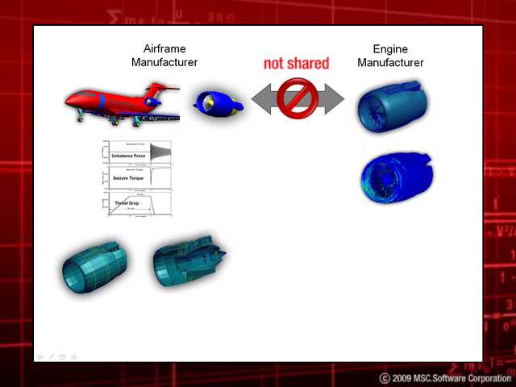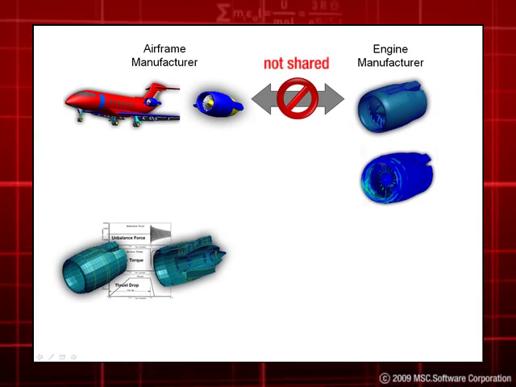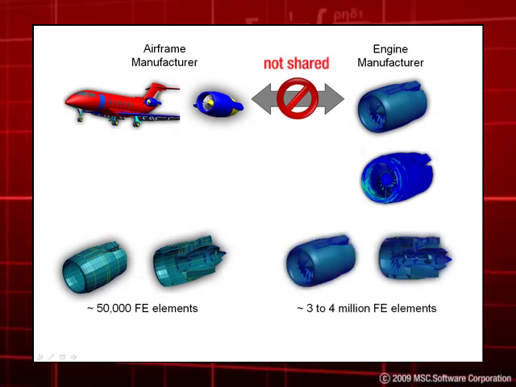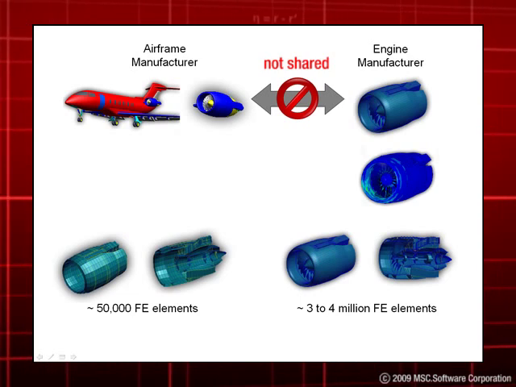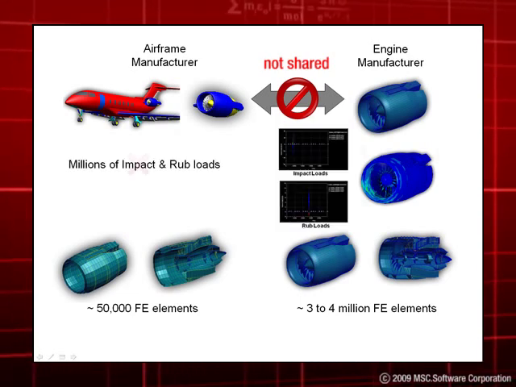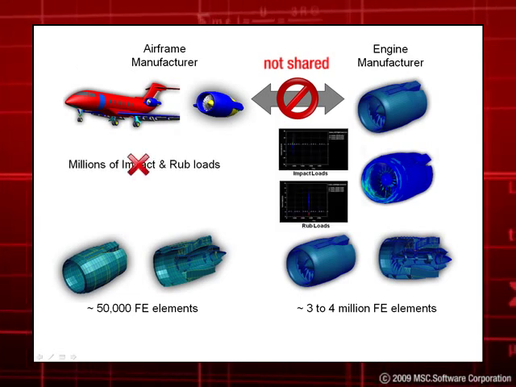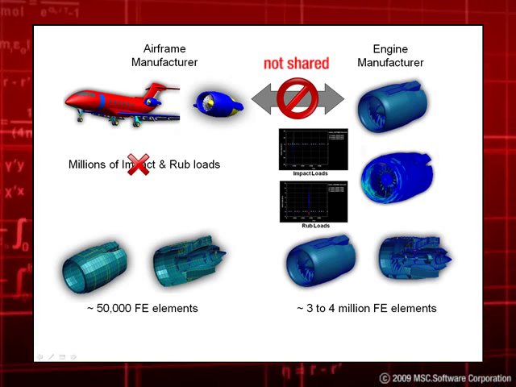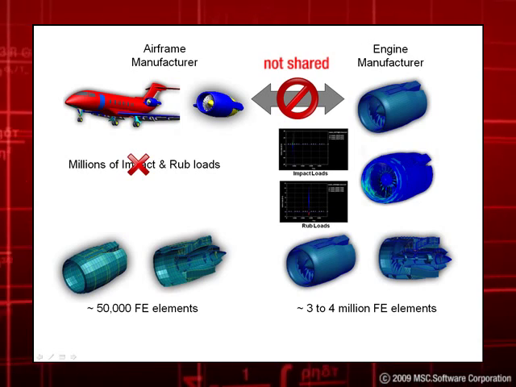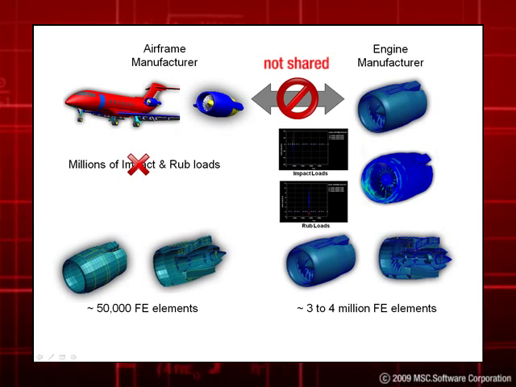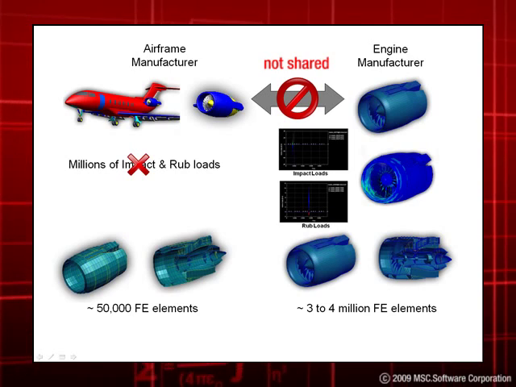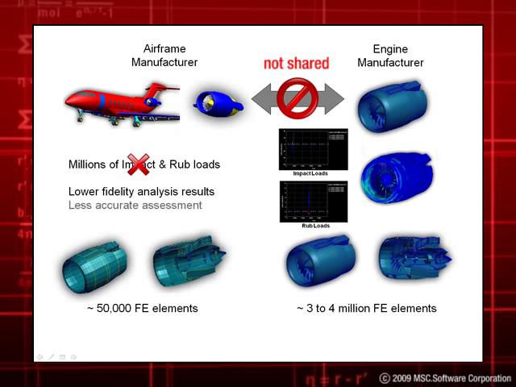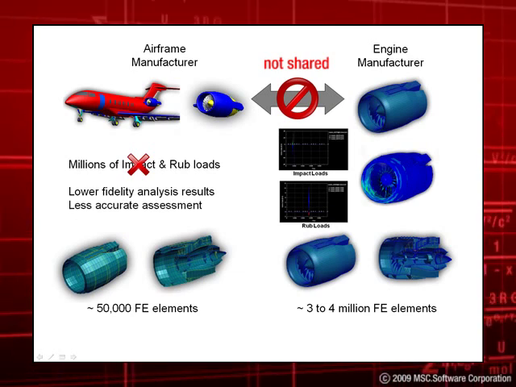The rotor dynamics model is much simpler than a fan blade out engine model and will typically consist of less than 50,000 elements compared to the 3 to 4 million elements of a fan blade out model. As a result, they miss out on applying the millions of impact and rub loads that were generated from a bird strike or fan blade out analysis to the right location of a much coarser mesh of the rotor dynamics model at the right time. Because of this, they end up with lower fidelity analysis results and potentially an inaccurate assessment of the fan blade out and rotor dynamics events.